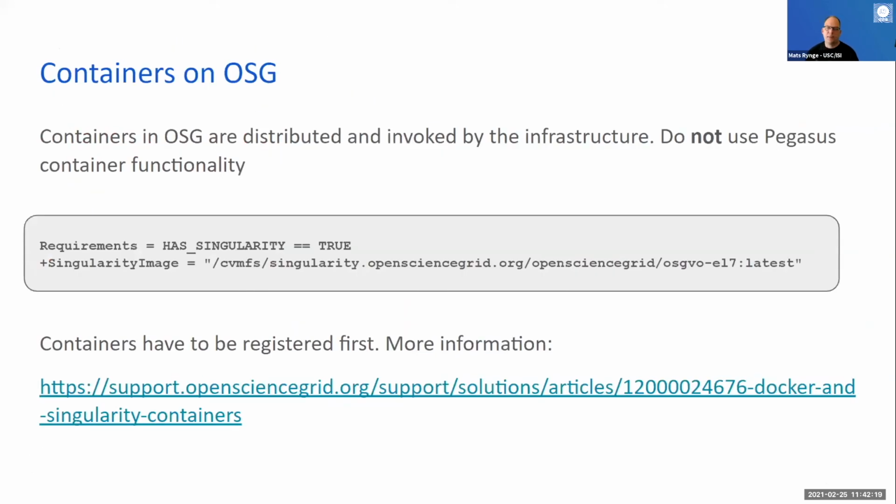The last thing I want to mention is containers on Open Science Grid. So Pegasus has native container support, but on Open Science Grid, you do not use that. And the reason for that is that Open Science Grid provides container support as part of the infrastructure. It's container distribution and container invocation.